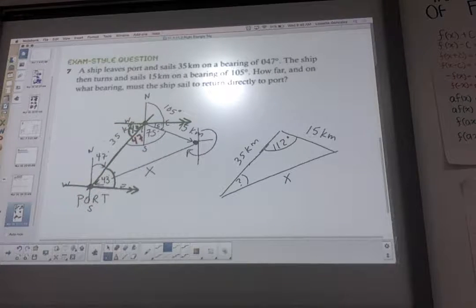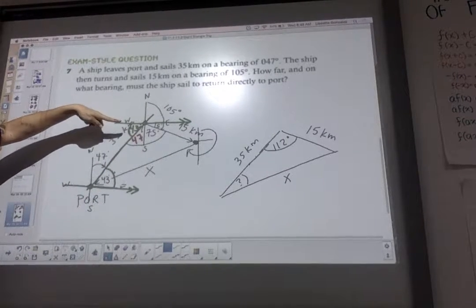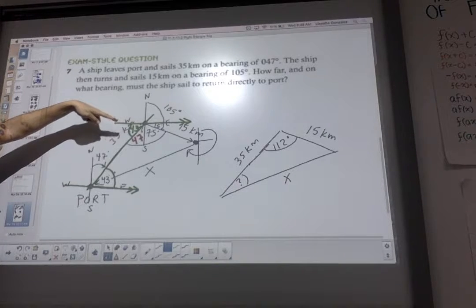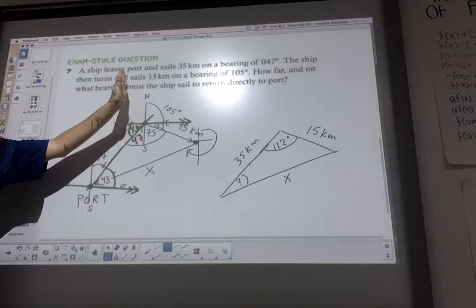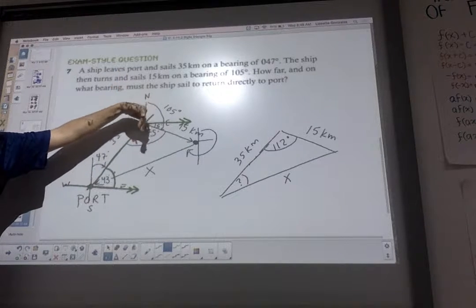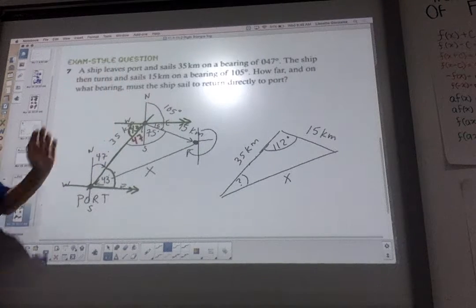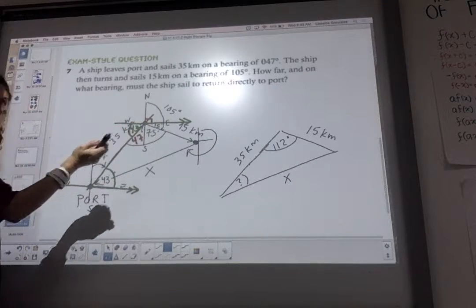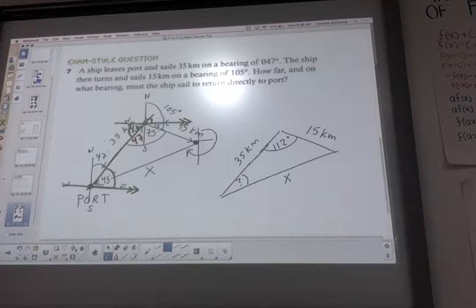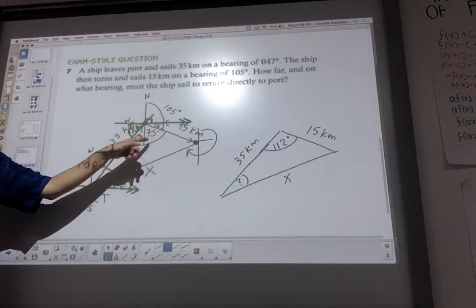And then the ship turns and sails 15 kilometers that way on a bearing of 105. So with respect to north, that was your question, 105 degrees. Making that little angle 15, because this was 90. And then the rest is 75. That's how we got that.